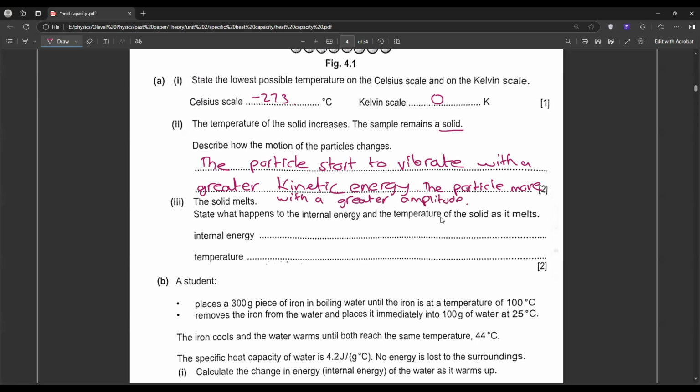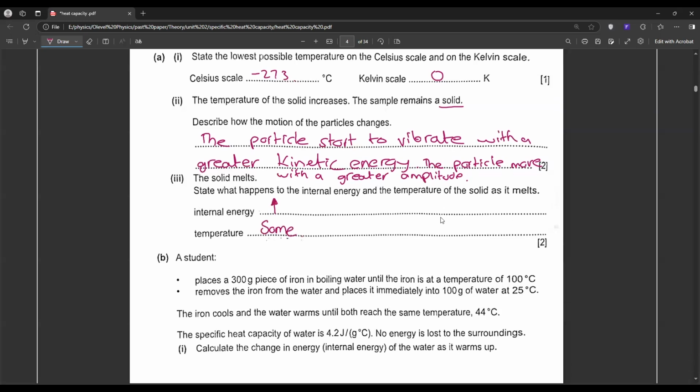The solid melts. State what happens to the internal energy and temperature of the solid as it melts. Internal energy increases. What happens to the temperature? It remains same. Let's further move ahead.